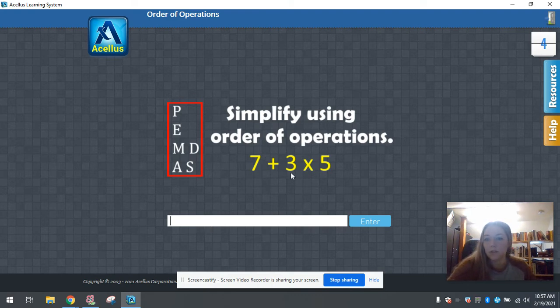Okay, 7 plus 3 times 5. I would do my multiplication first. 3 times 5 is 15. 7 plus 15 would be 22.